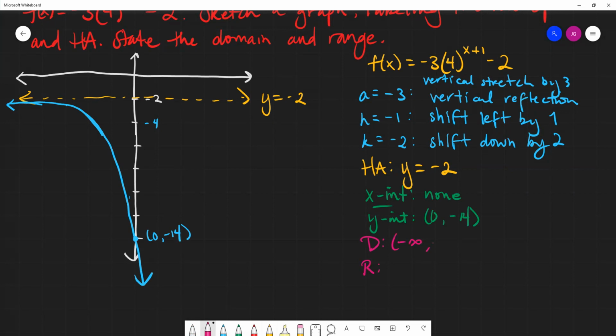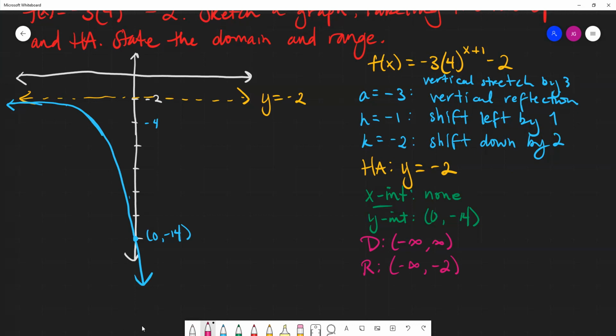Domain, same old thing, negative to positive infinity. And then range, notice how it's a little flipped here. I don't start at the asymptote and then go up. I'm actually starting down here in the negative infinity, and then the highest I go is -2. So this one goes from negative infinity to -2. Okay, so it really is a matter of looking at your graph, okay?